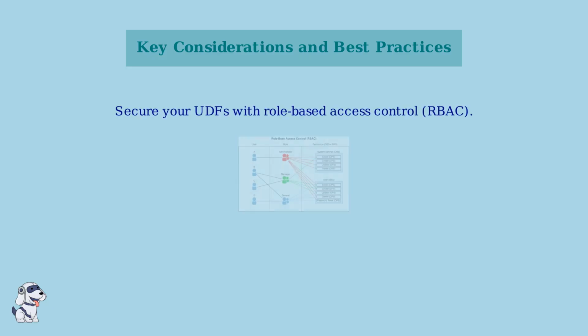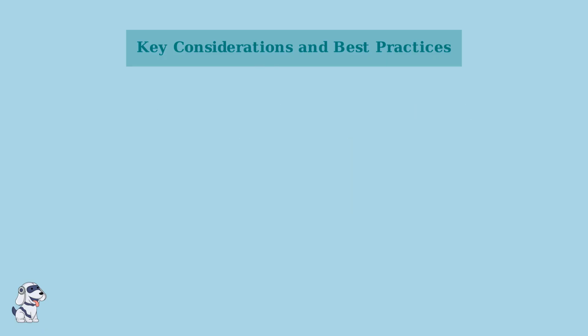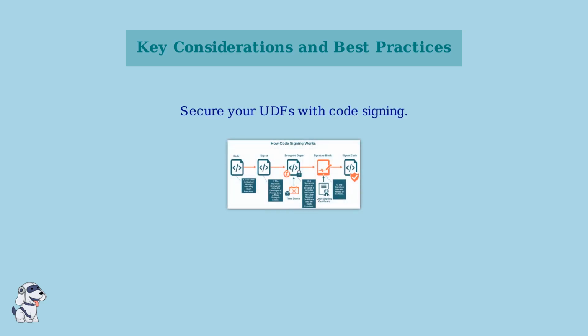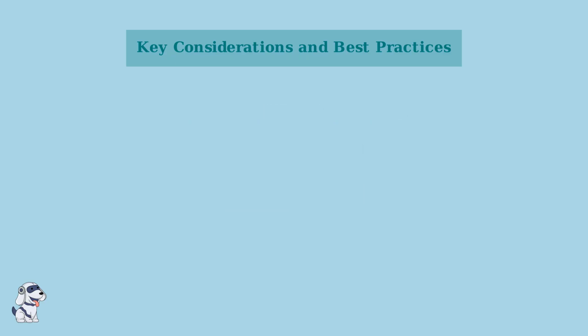Third, secure your UDFs with role-based access control, or RBAC. This ensures only authorized users can access and modify your functions. Fourth, implement code signing to verify the integrity and authenticity of your UDF code. This adds an extra layer of security.